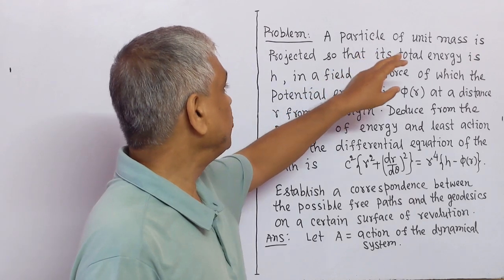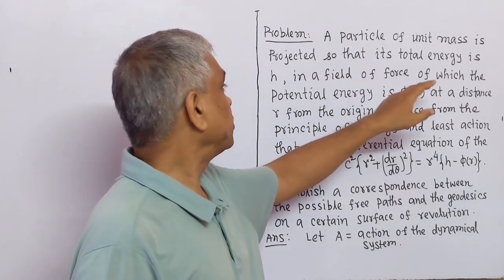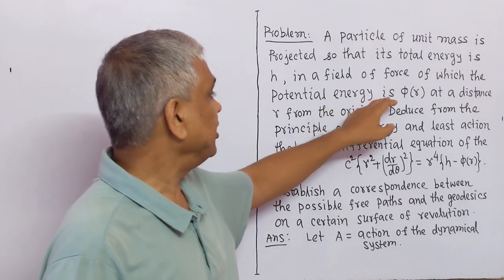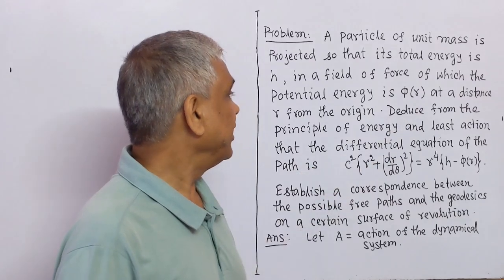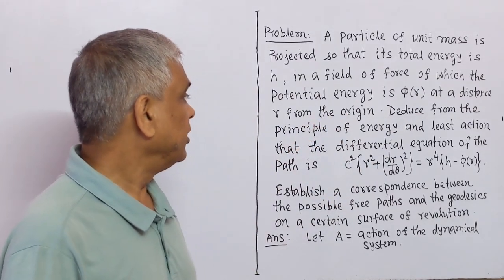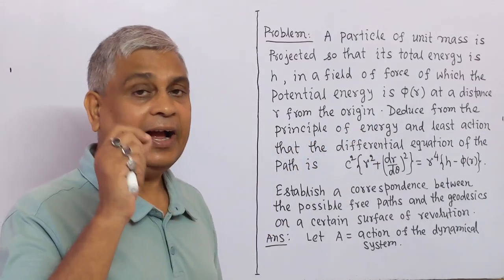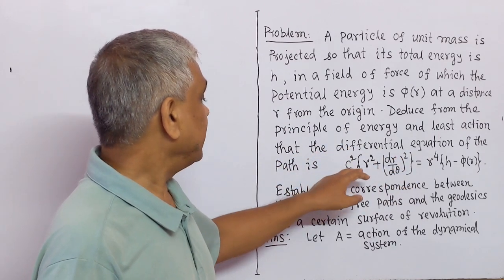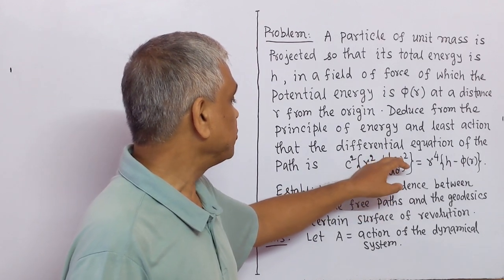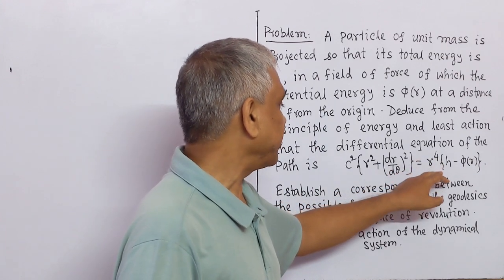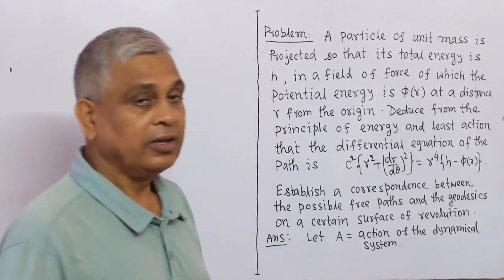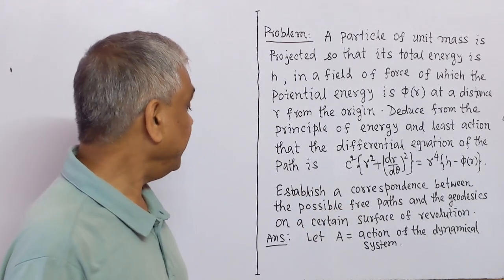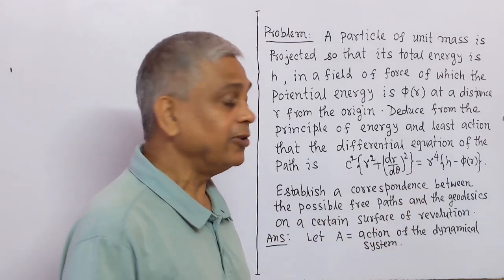The problem is: a particle of unit mass is projected so that its total energy is h in a field of force of which the potential energy is phi(r), a function of r, at a distance r from the origin. Deduce from the principle of energy and least action that the differential equation of the path is c squared {r squared plus (dr/d theta) whole squared} equal to r to the power 4 {h minus phi(r)}. This is the first part. Establish a correspondence between the possible free paths and geodesics on a certain surface of revolution.